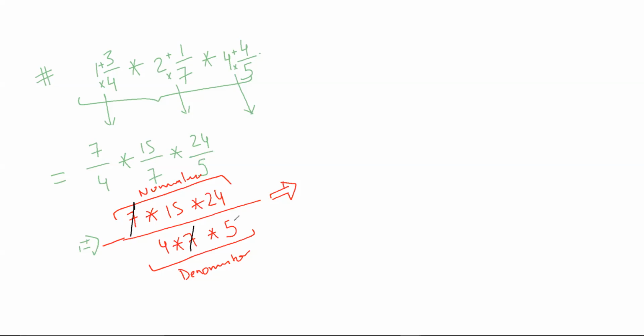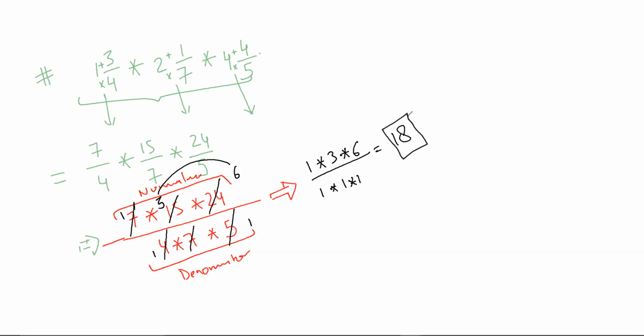The second common factor that I see is 5. So 5 ones are 5 and 5 threes are 15. Is it okay? Yes, sir. The third common factor that I see is 4. 4 ones are 4 and 4 sixes are 24. Is it okay? Yes, sir. So my answer, if there is a confusion, you can write again as 1 into 3 into 6 upon 1 into 1 into 1, or you can directly write 3 into 6 is 18. Mr. Sarthak, is there a confusion? Yes, sir.